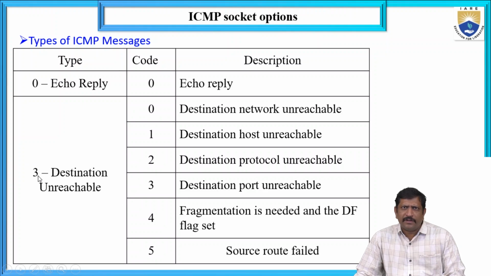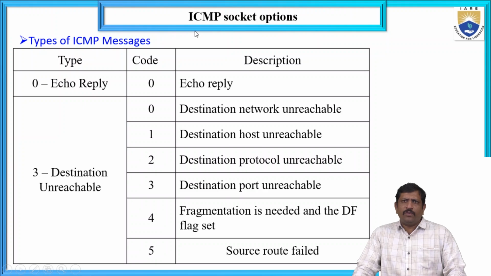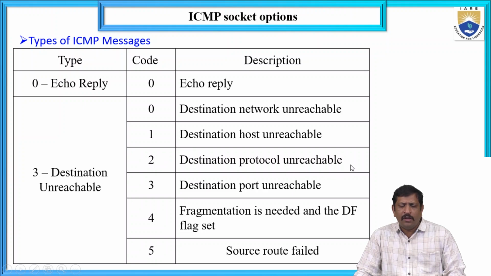Type 3 is destination unreachable. Here code 0 indicates the destination network is unreachable. Unreachable means there may be some reason: the buffer may be full, or some congestion has happened between the routers, so the data will be lost. And code 1 indicates the destination host is unreachable. Code 2 indicates the destination protocol is unreachable. And code 3, destination port is unreachable.